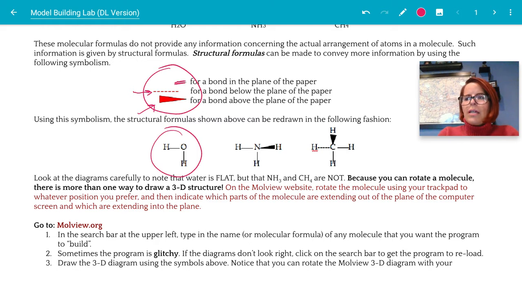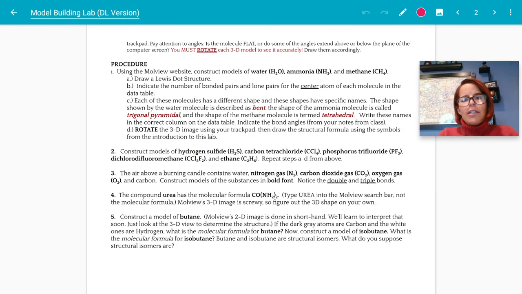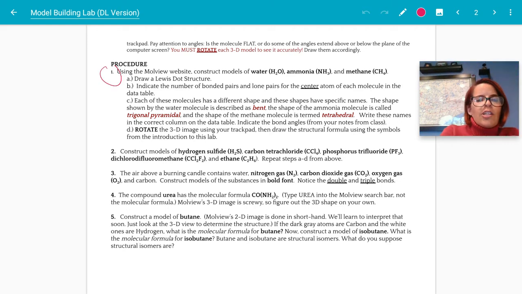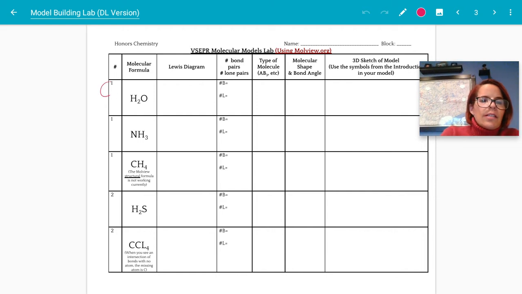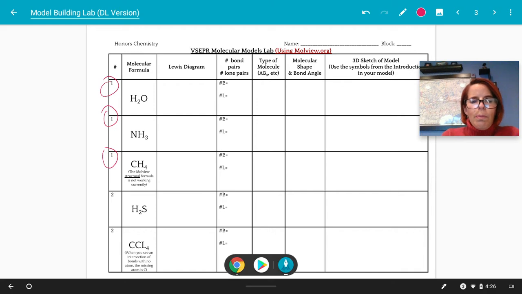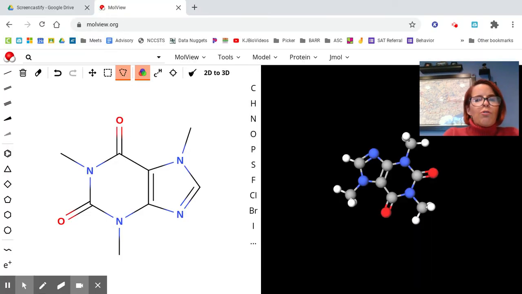Okay, I'm going to switch pages. And now it has very specific instructions for what to do with each section. For section number 1, I'm going to switch to the next page here. And notice this is section number 1, this is section number 1, and this is section number 1. So it told me to research how to draw H2O, NH3, and CH4. I'm going to go ahead and open up, and I'm going to look at H2O first.